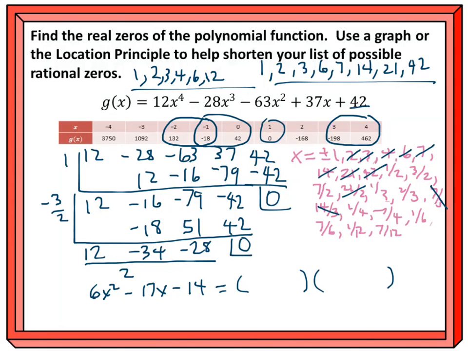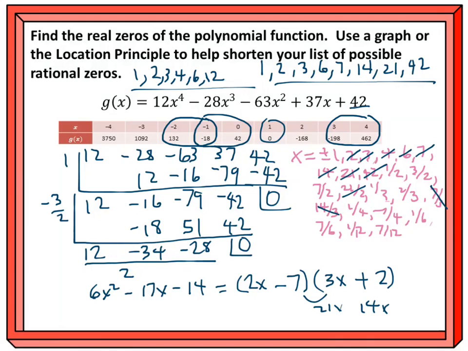I'm going to go with a 2x and a 3x in order to multiply up to 6x squared. And then for 14, let's try a 7 and a 2. So inside I've got 21x. On the outside I've got 14x. If I subtract those, I would get 17. And I just need the bigger one to be negative and that one positive.